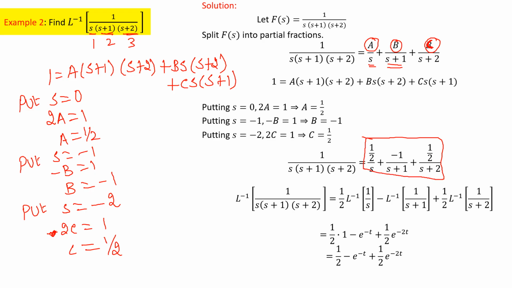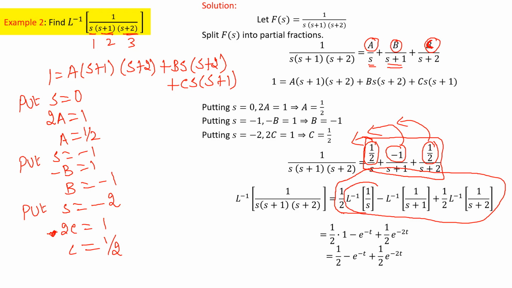Then to these three terms I have to apply L inverse separately. From the first term we have to take 1 by 2 outside. From the second term we have to take minus 1 outside. From the third term we have to take 1 over 2 outside. So we will get this one. Now by applying L inverse, we know that L inverse of 1 over s is 1. In the second term, we know that L inverse of 1 by (s plus 1) is equal to e power minus t.